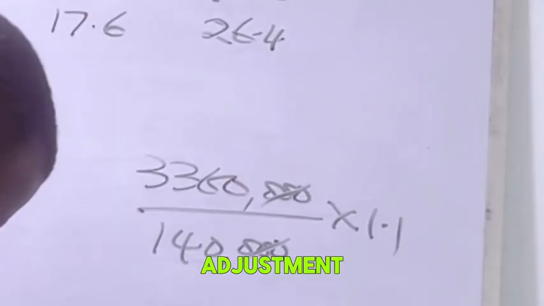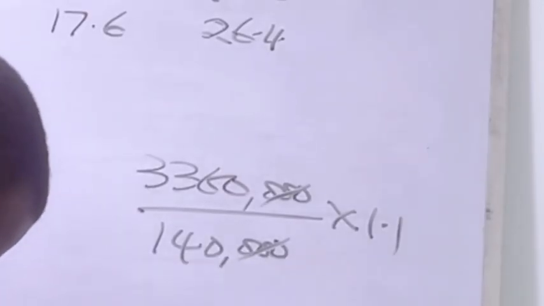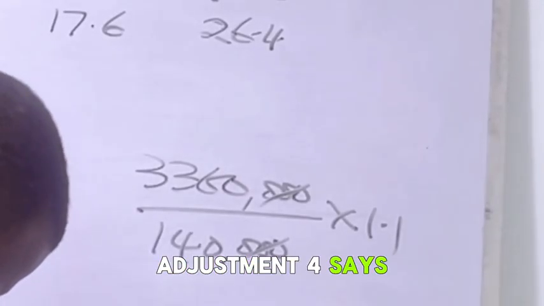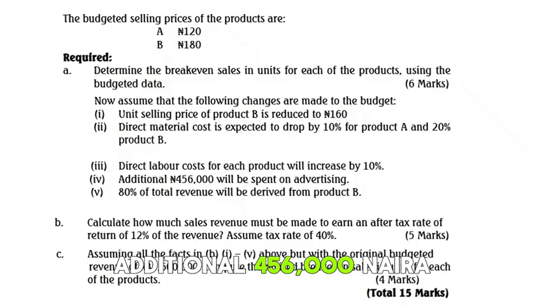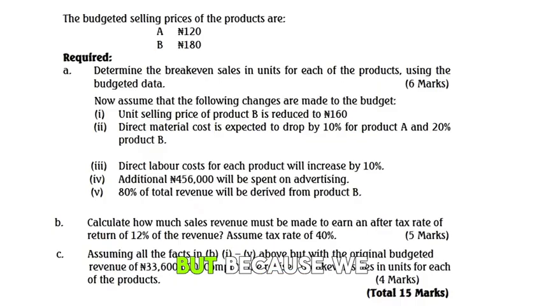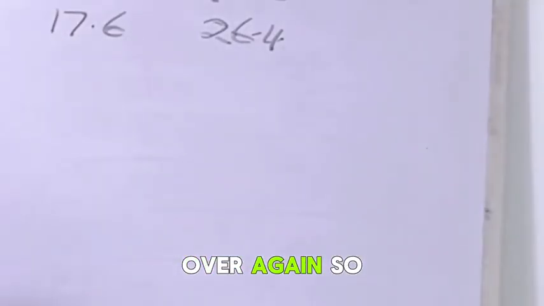Let's look at the next adjustment. Adjustment 4 says additional 456,000 naira will be spent on advertising, and adjustment 5 says 80% of total revenue will be derived from product B. So there is nothing on variable overhead. If there is nothing on variable overhead, it means it remains as it was before. But because we have cleaned and we don't know what we calculated before, we have to do it all over again.